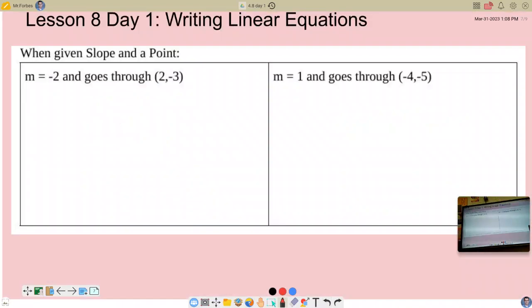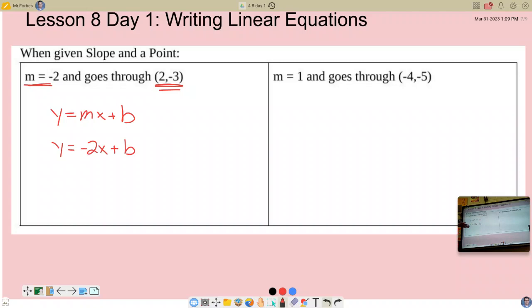Okay, what about when you're given a slope and a point? So again, I'm giving you your slope, okay? But now I'm telling you that it goes through this point. So I'm not giving you your y-intercept. So you have to figure out your y-intercept. So we start, again, our equation is y equals mx plus b. Start by just plugging in your slope, because you know that. So that would be y equals negative 2x plus b.